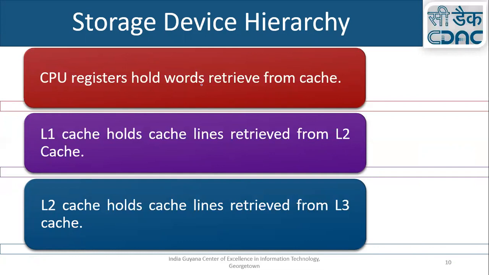CPU registers hold words retrieved from the cache. Data moved from the cache is known as a word. It's just a unit. We use a different name at different levels. From the cache to the register, data moves in the form of words, and this word is a size of 32 to 64 bits, depending on your processor architecture. You see, my system is 32-bit or 64-bit. That is the meaning of word here.